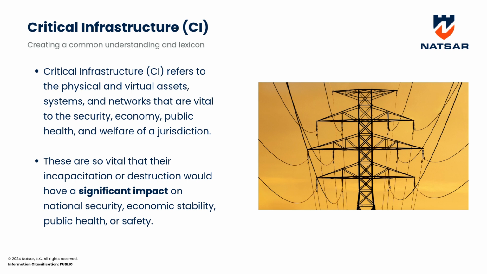First of all, critical infrastructure, sometimes referred to as CI, refers to physical or virtual assets and systems and networks that are vital to the security, economy, public health, and the welfare of a jurisdiction. So these are the most important components of a city, town, county, state, country, or whatever jurisdiction that you might be talking about. In fact, these are so vital that if they were incapacitated or destroyed, it would have a significant impact on things like national security, economic stability, public health, and even safety.